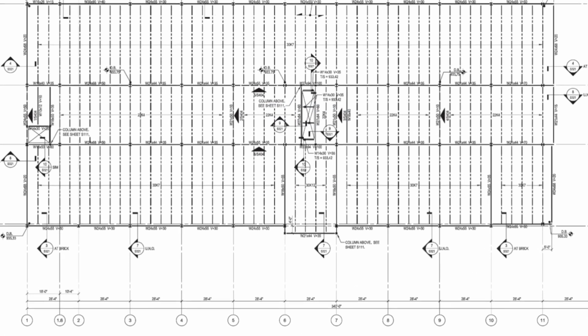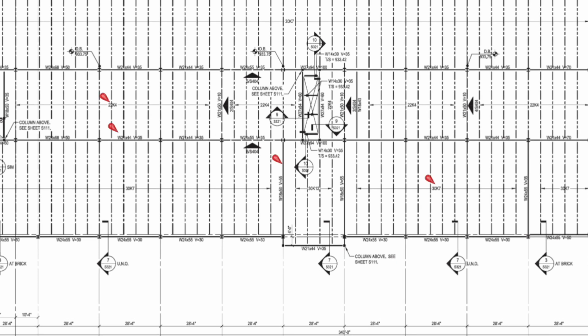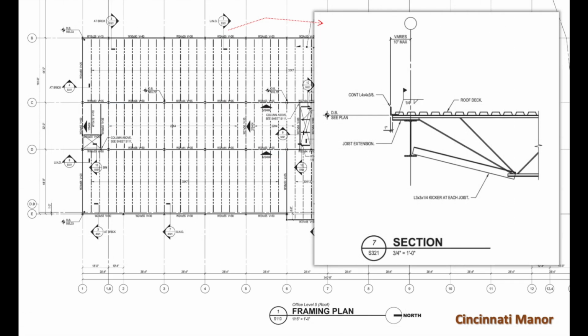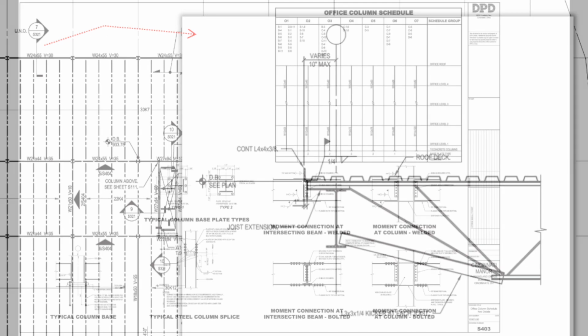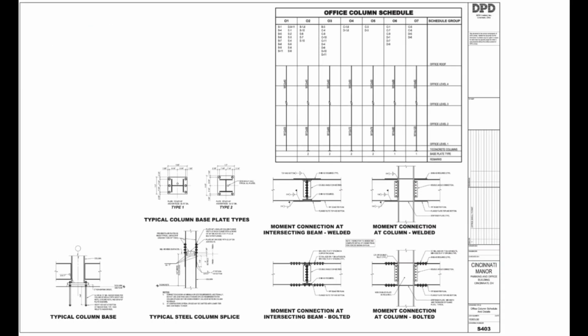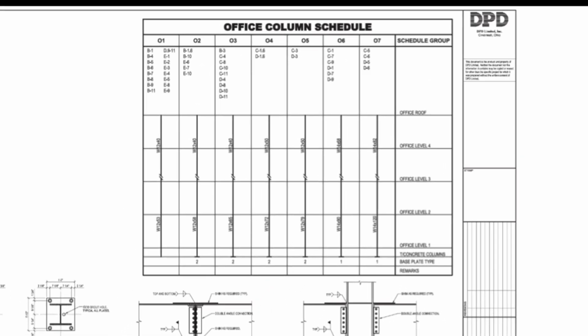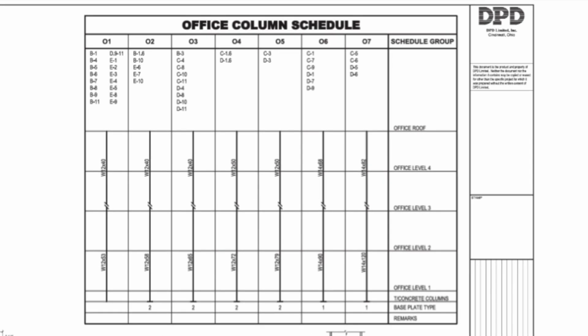And here is the roof framing plan using steel beams and bar joists. Section 7 S321 shows how a bar joist frames into a steel beam. On sheet S403 are additional structural steel details and the office column schedule. Here, the engineer uses column marks 01 through 07 to identify the type of column, and the box below references each column line intersection for additional location clarification.